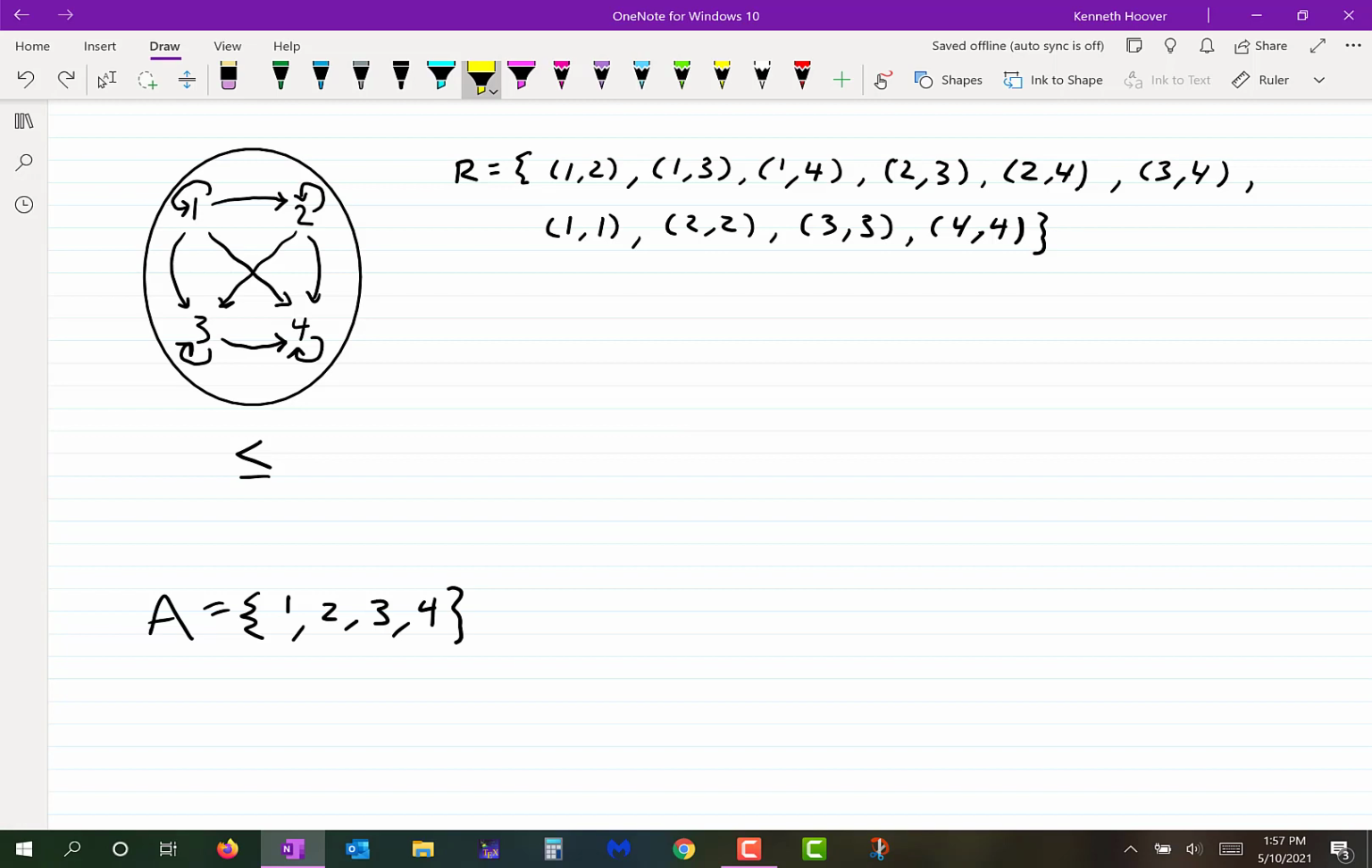What else could I say? 3 is related to 4, but 4 is not related to 3. Okay, so it's still not symmetric. It's reflexive and transitive, but not symmetric. So this is not an equivalence relation.